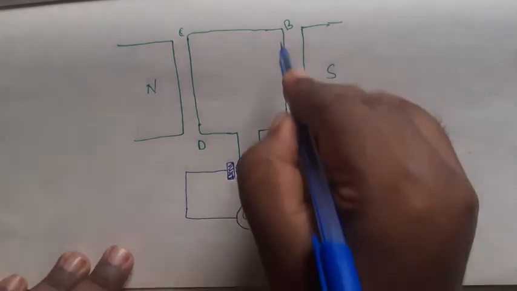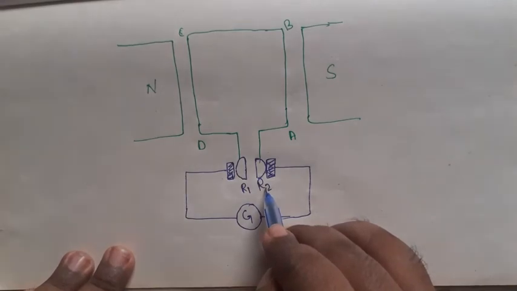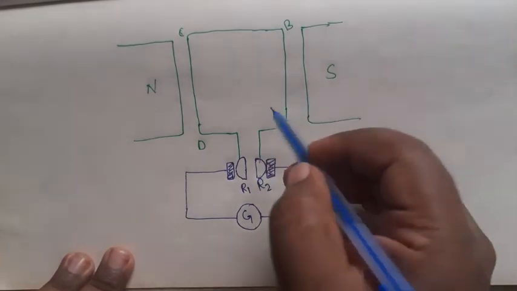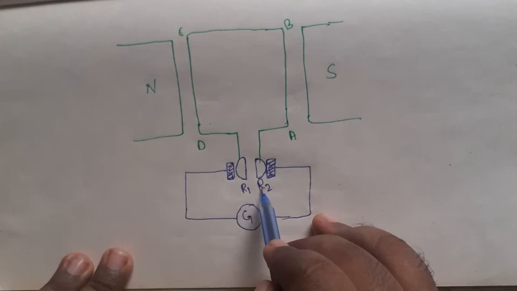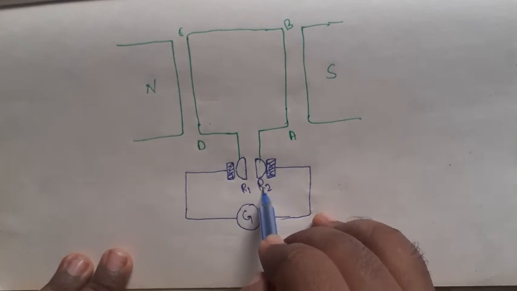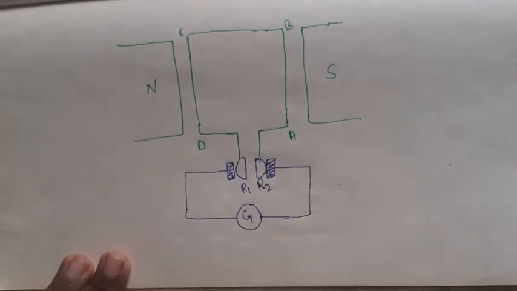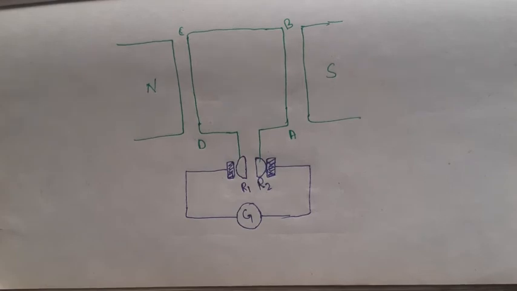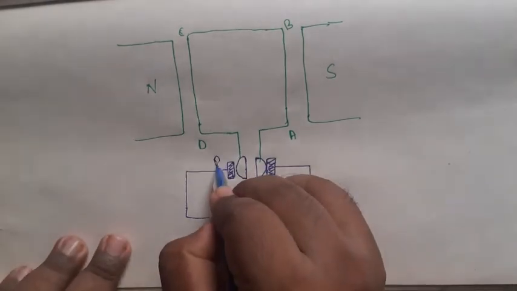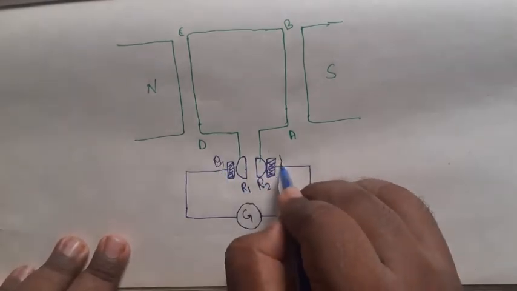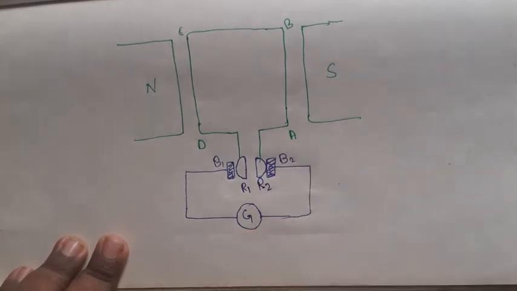So first of all, AB is connected to split ring R1. During the rotation it will be connected to R2. Next, during the rotation CD will be connected to R1. The split ring positions are going to change, but the brushes are stationary. This side is brush B1, and this side brush is named B2. Okay.